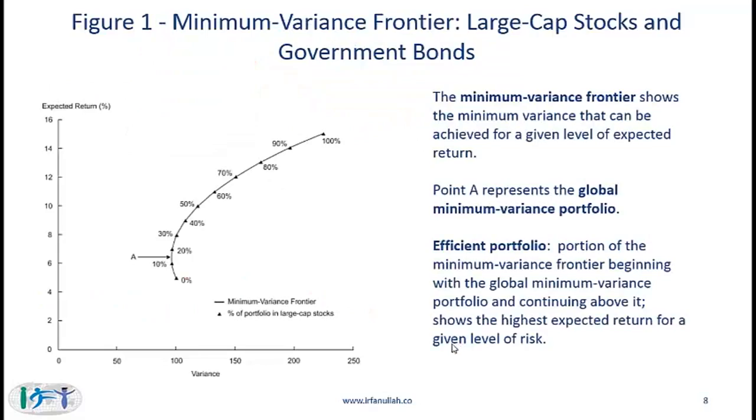If we plot this out, then this is what we get. On the x-axis, we have the variance of the portfolio. On the y-axis, we have the expected return of the portfolio. This point, which says 0%, refers to 0% invested in asset 1, which was our large cap stocks. Then the return is the return on bonds.